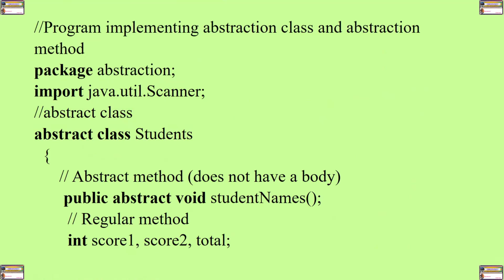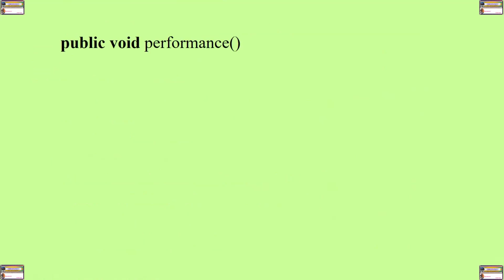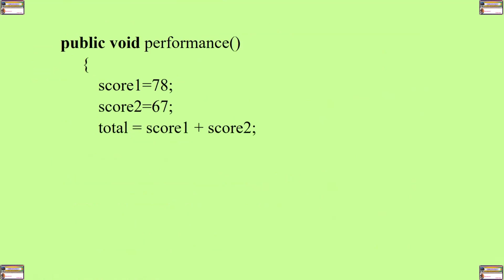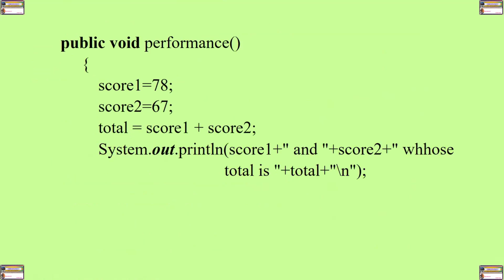So we have two or three data members, score 1, score 2, and total, which are of type integer, followed by the name of a method, which is performance. Now, what this method does is that the processor is told to assign value 78 to the data member called score 1, then assign value 67 to the member called score 2, then add the content of score 1 and the content of score 2, and the total is assigned to the member called total.